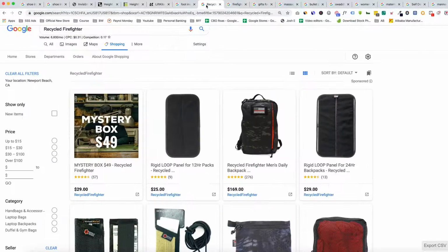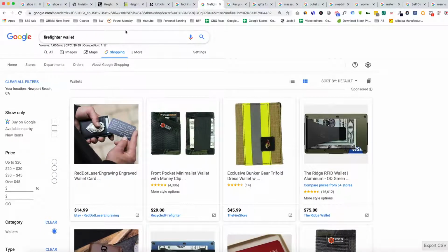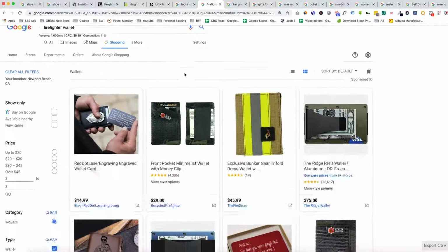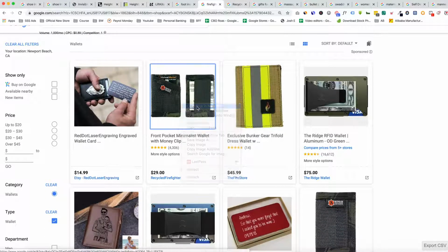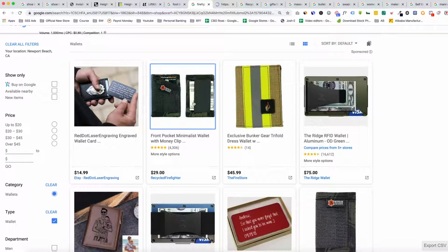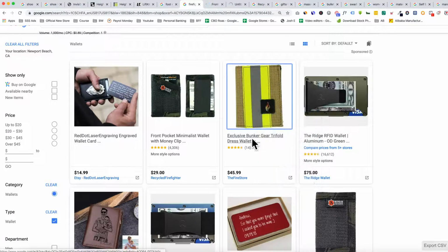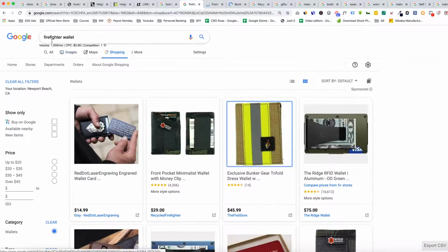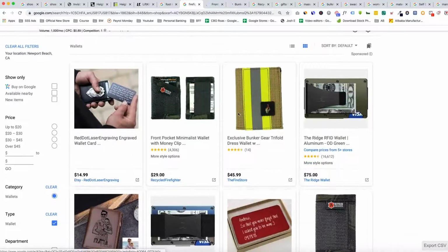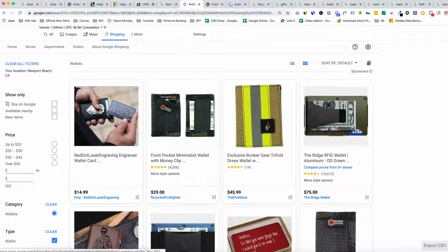Let me show you some other examples. So this example I actually found by going through Alibaba links, and I found Firefighter Wallet, and I thought that was interesting. So I actually wanted to look at these guys. These guys are very interesting. I didn't see these guys yet, and I wanted to see, because there's also 1,000 people searching a month for Firefighter Wallet. So there's a specific wallet just for firefighters?